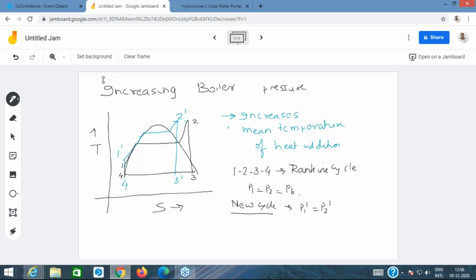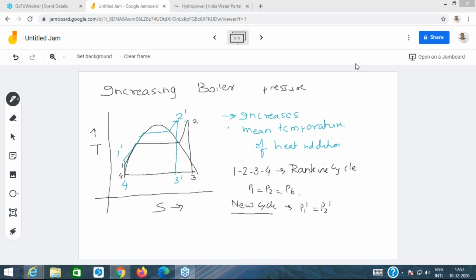So I have drawn that cycle with the blue pen. Is this clear? The new cycle which I have drawn here, is it visible to you, and whether you understood this? So what do you find by looking at the diagram? Compare this two. Compare the cycle 1, 2, 3, 4 with 1 dash, 2 dash, 3 dash, and 4.